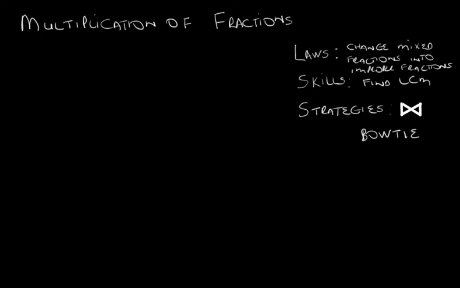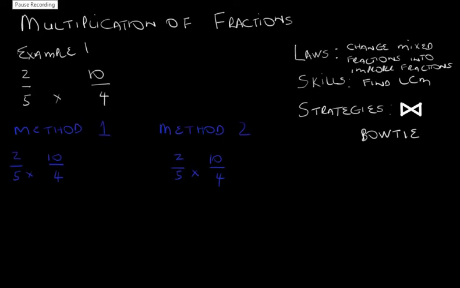One of the strategies that we employ is that we cancel or simplify using the bow tie method. How does that work? It means we can cancel down, we can cancel across like that, we can cancel down again, or we can cancel across like that. We can never ever cancel from there to there or from there to there. Let's look at the following example.